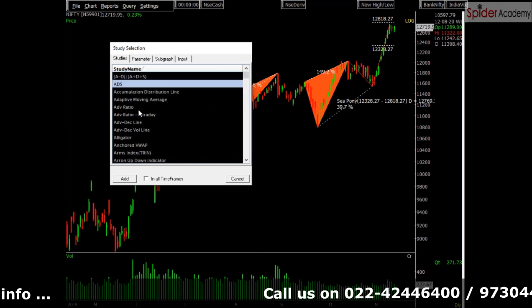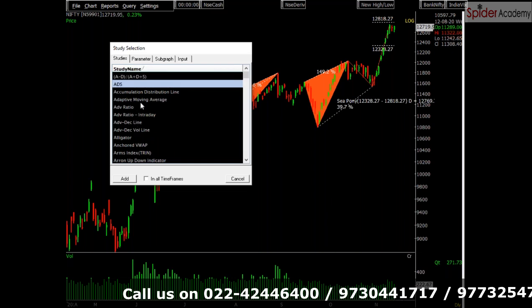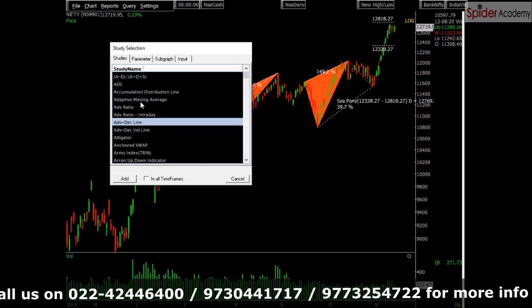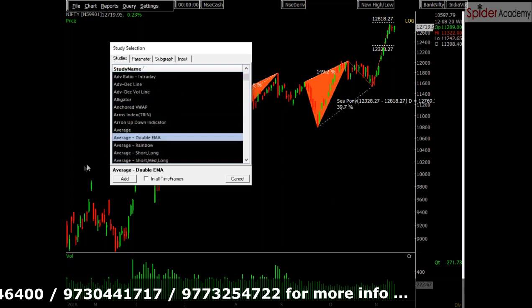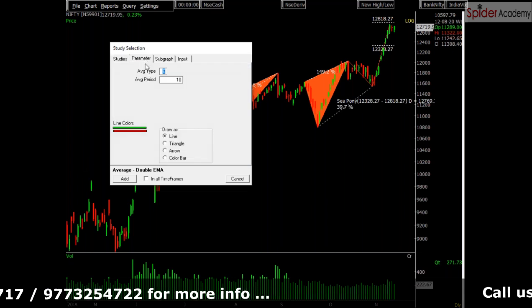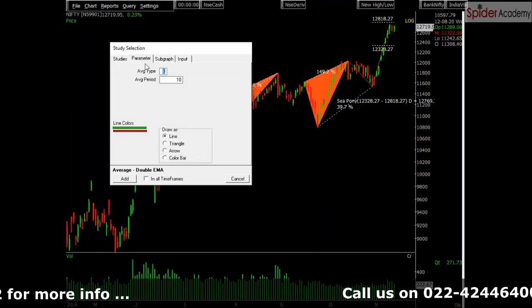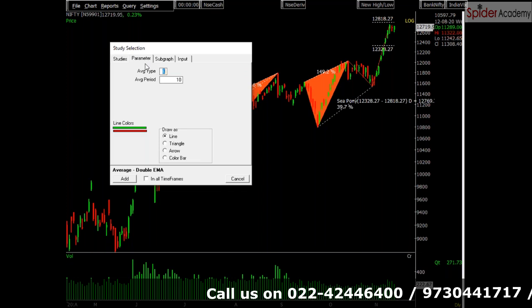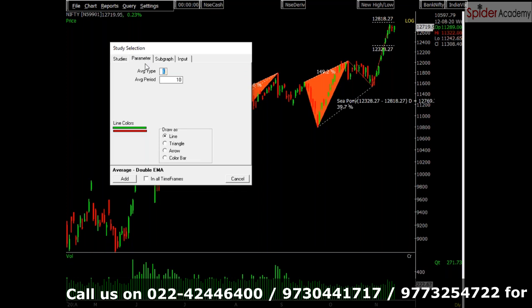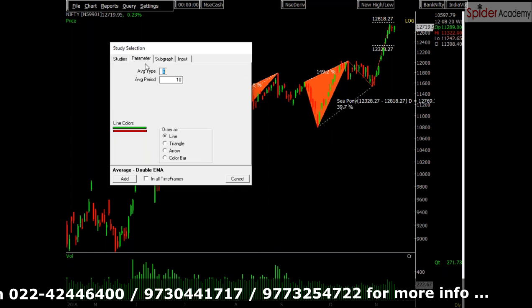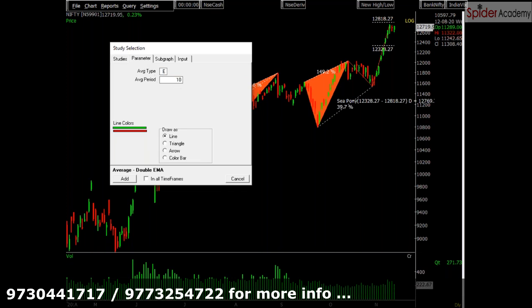Right now, I'm adding just one average. So I select the averages. I like the double exponential moving average. Double exponential moving averages are basically where your exponential factor gets doubled, so you get a bit earlier signal. So I like double exponential, and we'll add one double exponential average.